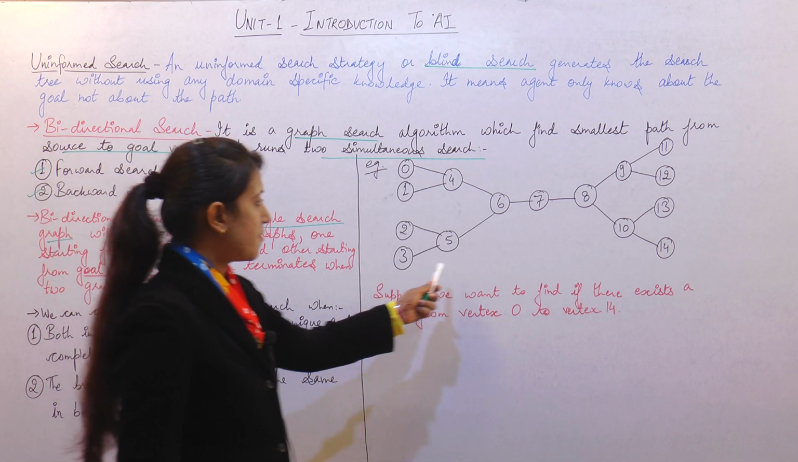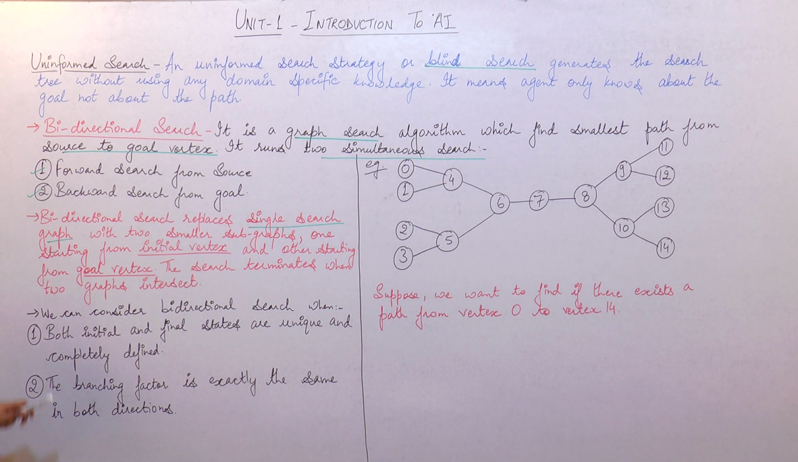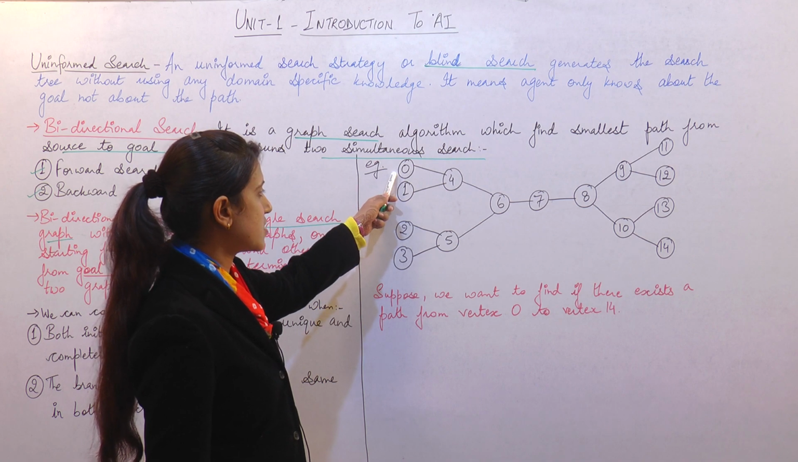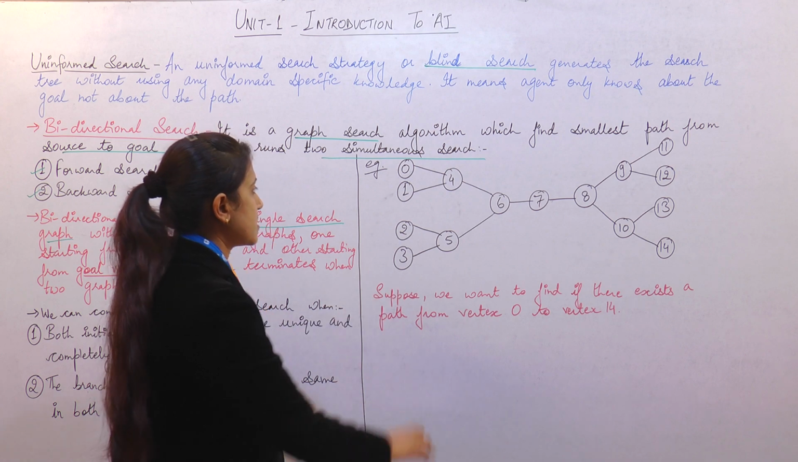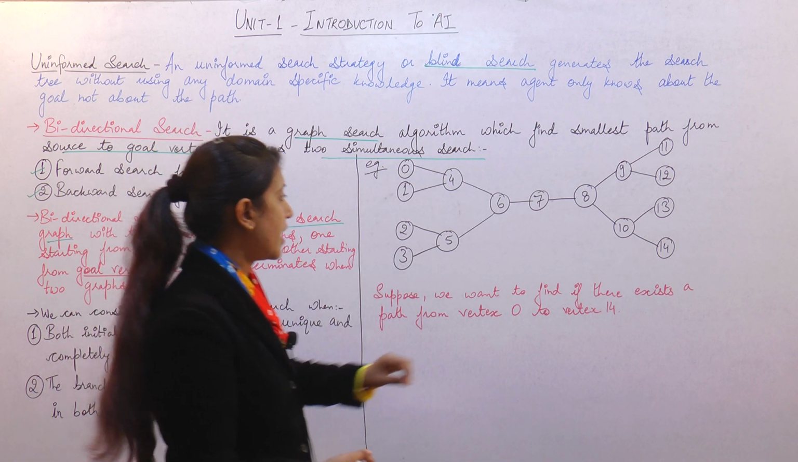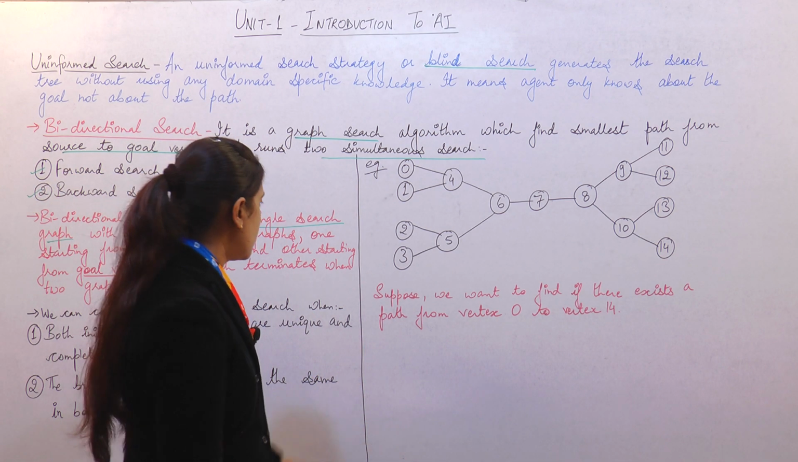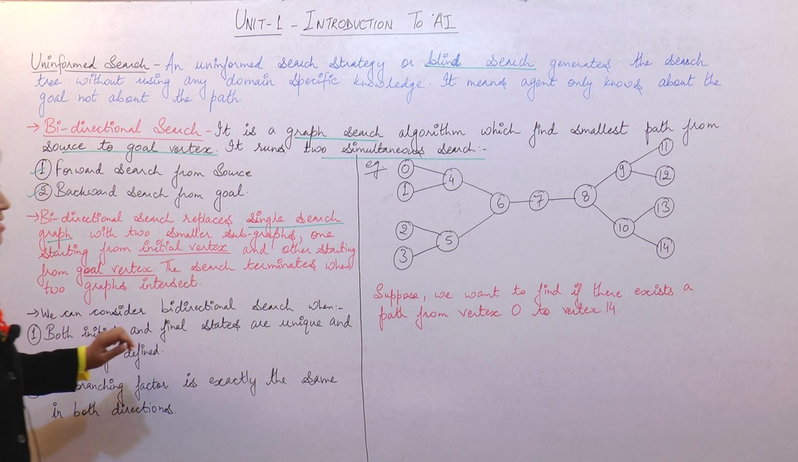In this graph we will firstly see the conditions of implementing bidirectional search. First condition states that both initial and final states are unique and completely defined. Now suppose the initial state is 0 and the final state is 14. We have to search this graph from the starting node 0 to the ending node 14, and for this searching we will implement both searches, that means forward search and backward search.